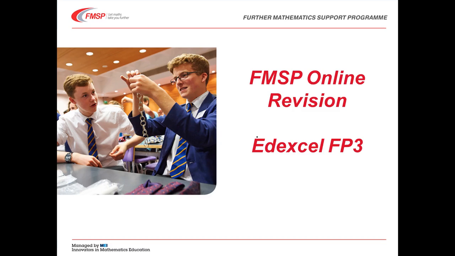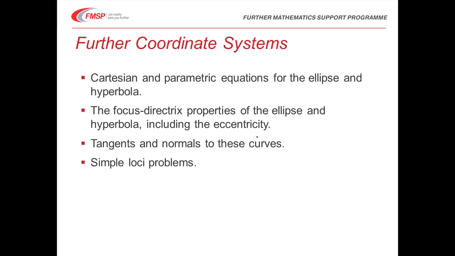This one's for Edexcel FP3, and we're going to be taking a look at further coordinate systems, which means the objects, the ellipse and the hyperbola. These are both examples of conic sections. You need to know various things about them, such as their Cartesian and parametric equations. You need to know how they're defined in terms of a focus and a directrix, and that involves a number called the eccentricity. You're doing standard things with them, working out tangents, normals, and solving loci problems. So we'll see some examples of this in this session.